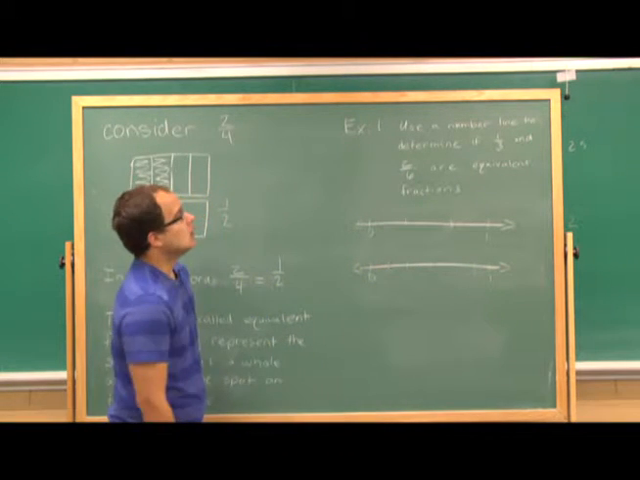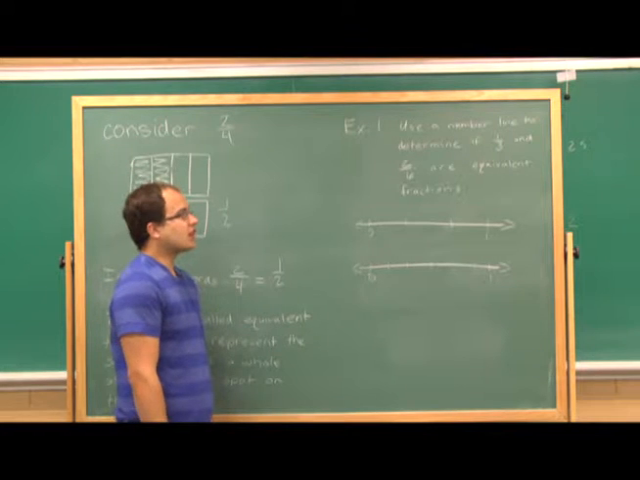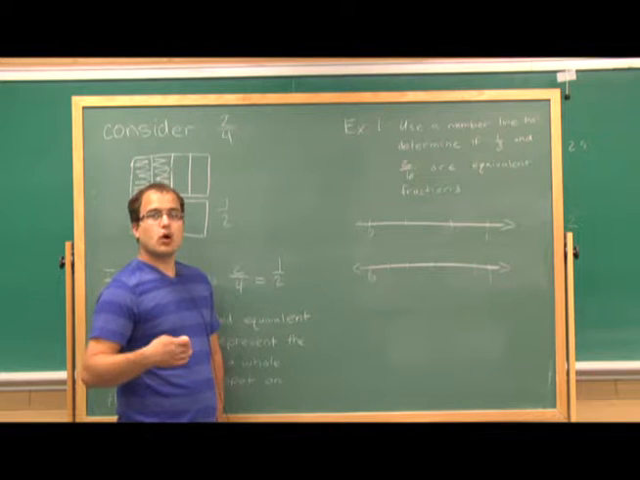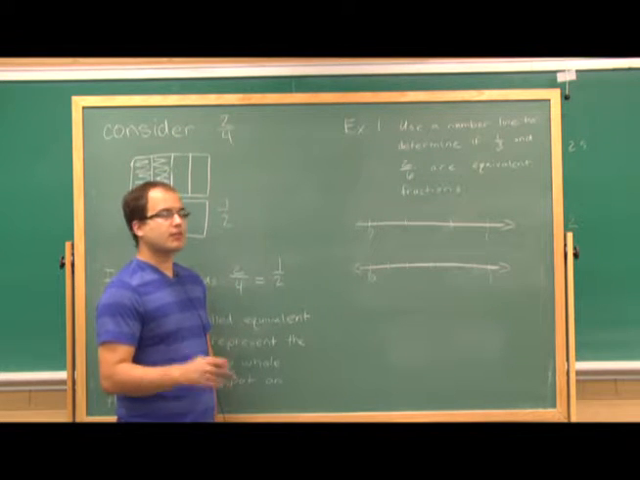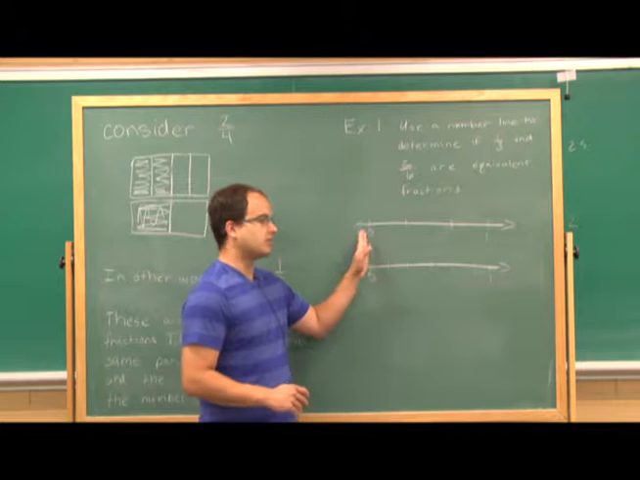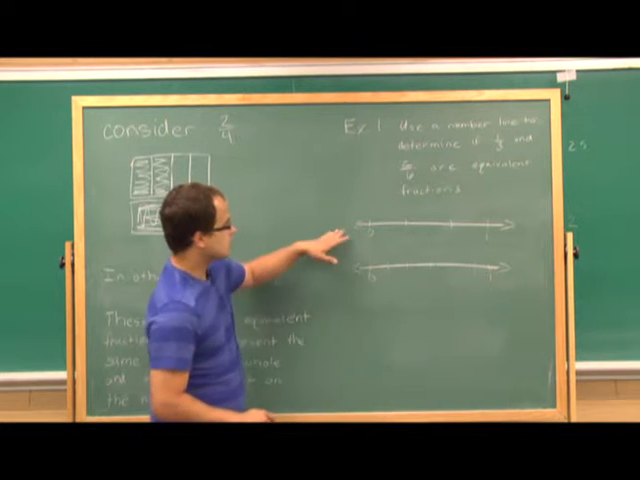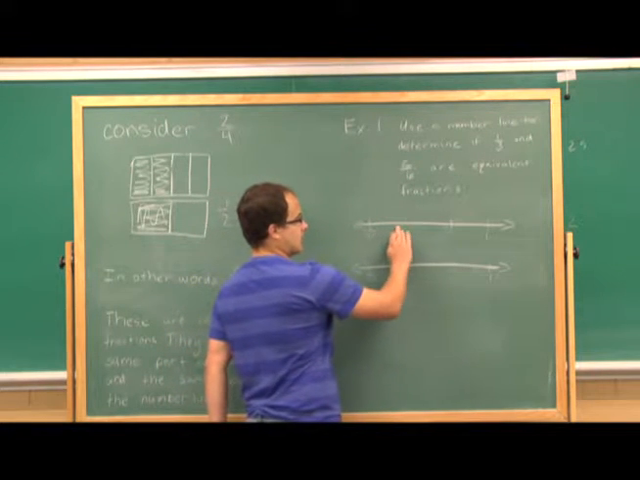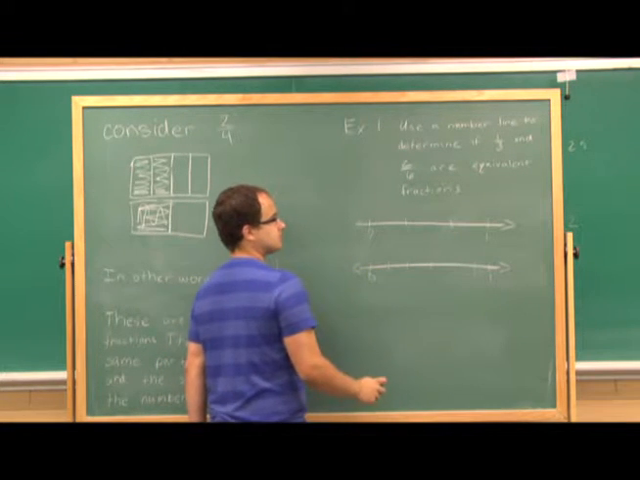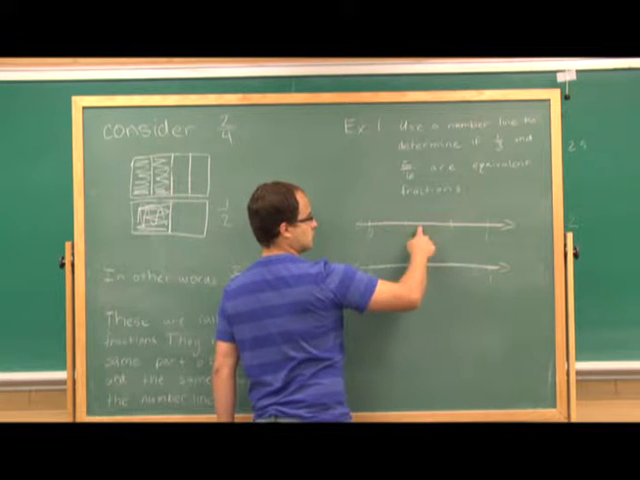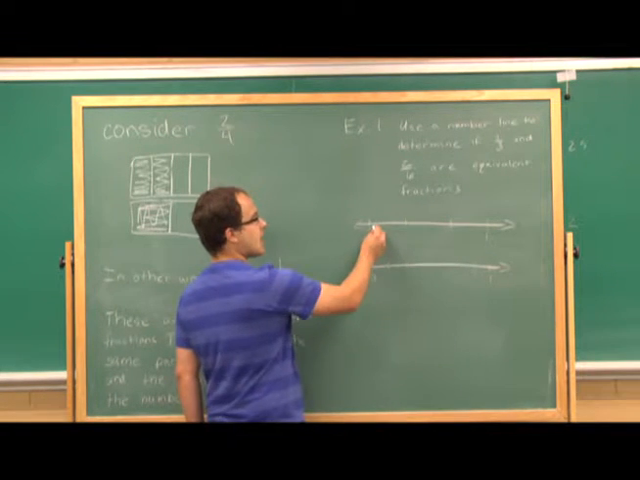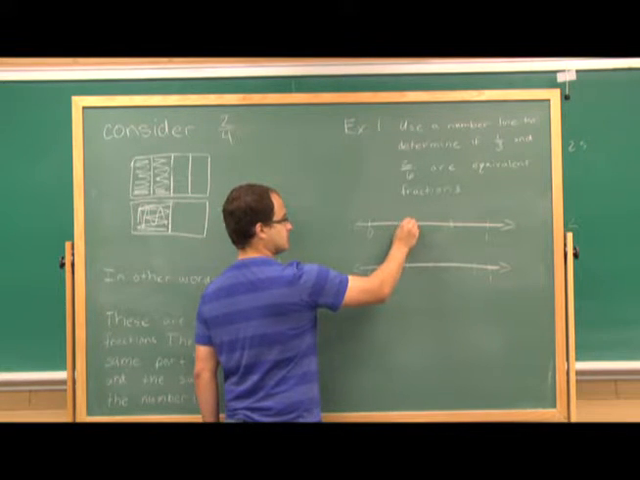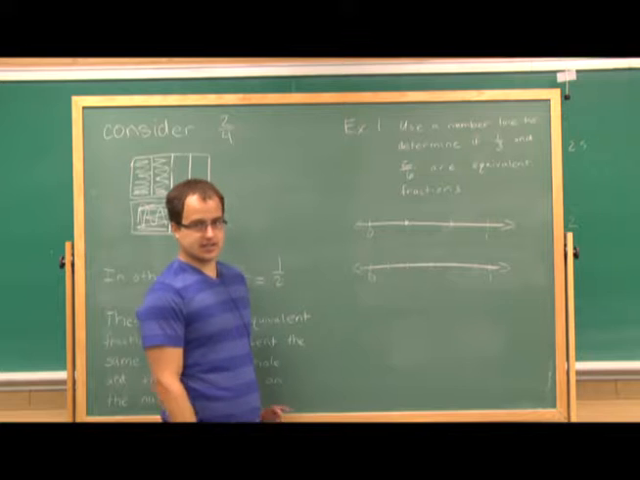Example 1. Use a number line to determine if 1/3 and 2/6 are equivalent fractions. Since 1/3 and 2/6 are both proper fractions, I only divided the area up between 0 and 1. So the first thing I'm going to do is graph 1/3. I had to split the area up into 3 parts. So 1, 2, 3 parts, yep. Next, I count 1 over. And that's where 1/3 is.